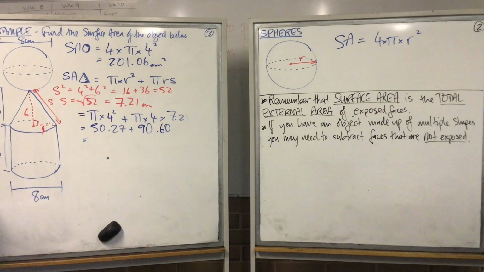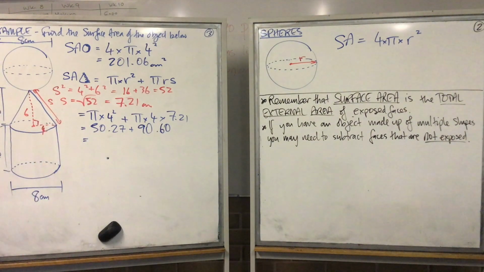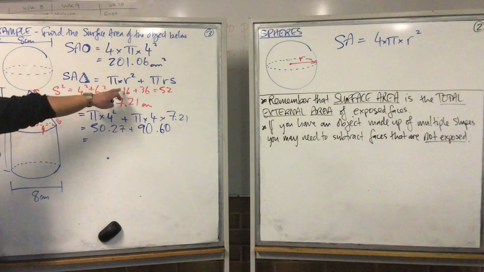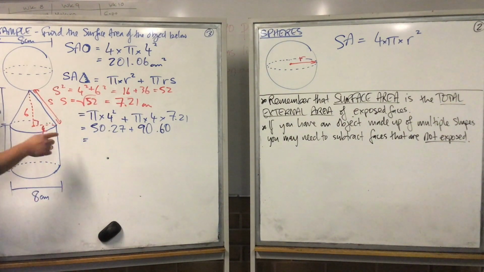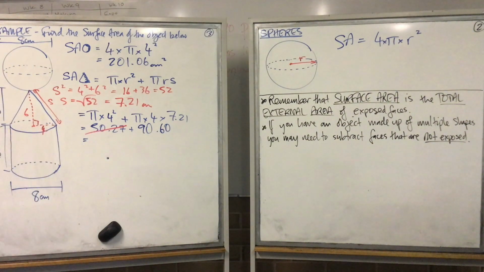Yeah, exactly. So I'm not going to mark you down if you don't bother going pi times 4 squared. I'm only showing that because it's the formula I gave you. But remember, it's the surface area, so I don't need to consider this because that's the circle at the bottom of the cone. And is that exposed? No, it's just sitting in the joint.